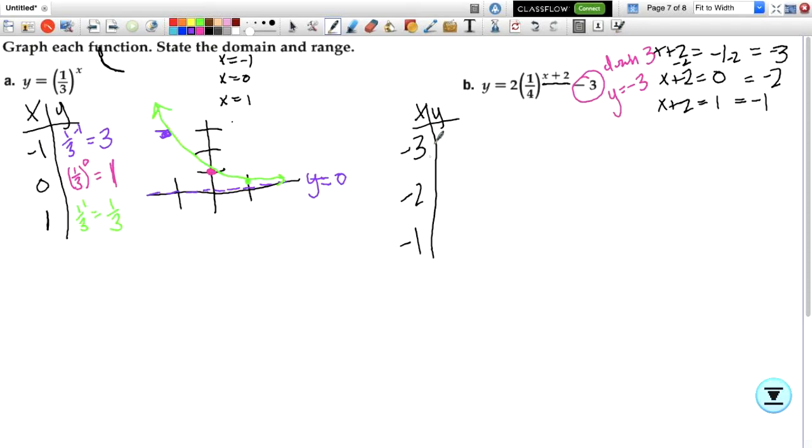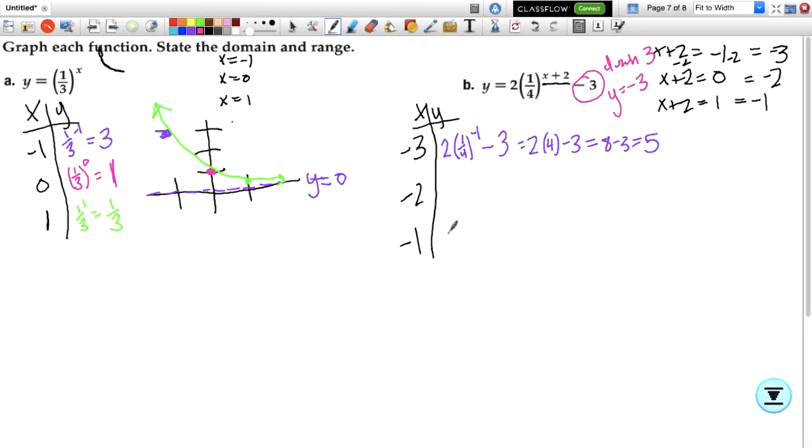All right, now I'm going to plug them in. Negative 3 here. So negative 3 plus 2 is negative 1. So I have 2 times 1/4 to the negative 1. And then I have a minus 3. So PEMDAS says exponents. So anything to the negative power, I'm going to change the location. It becomes 2 times 4 minus 3. PEMDAS also says multiply before subtract. So I have 8 minus 3. And 8 minus 3 is 5. So this coordinate pair is negative 3, 5.